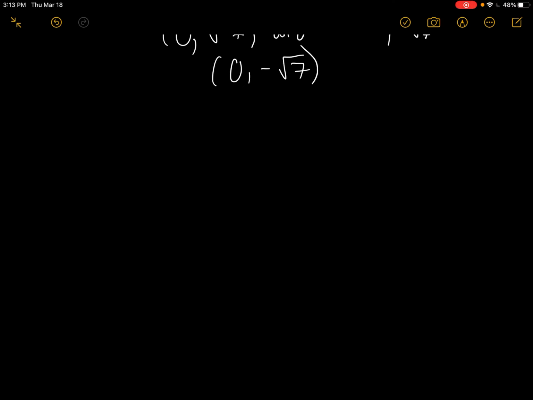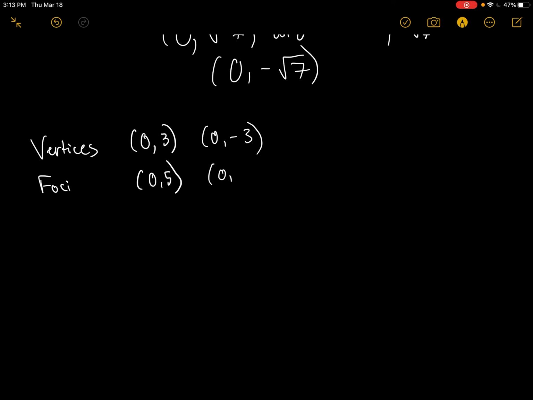Next, for question number 7, looking for the equation of a hyperbola with vertices and foci identified. So we'll do some different numbers here. So let's say we have vertices at 0, 3, and then we have foci at 0, 5. In this case, this would tell us that our center is at 0, 0.